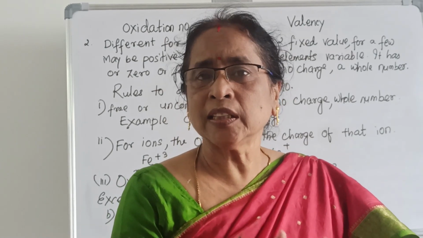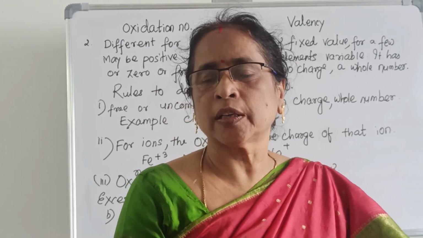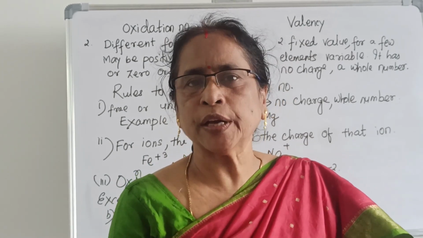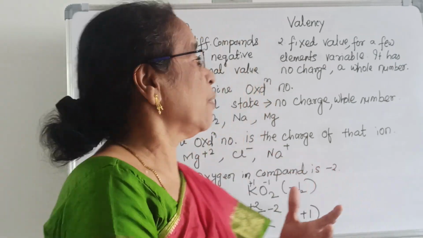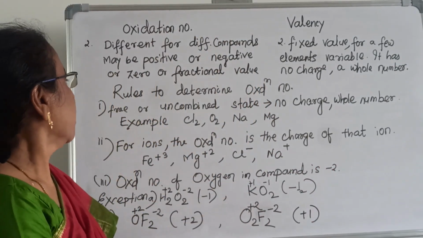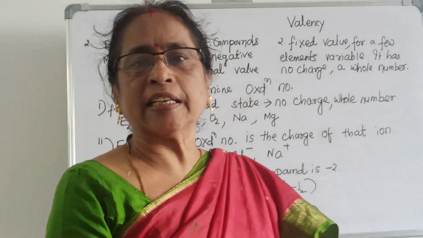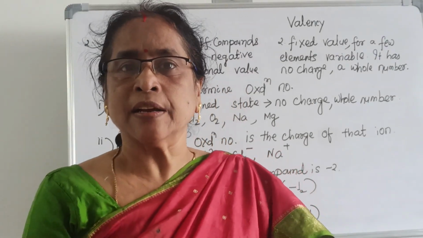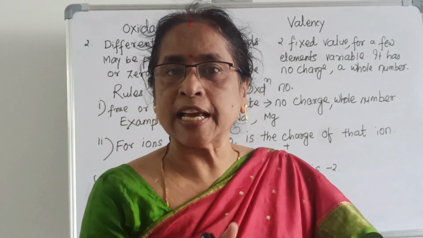But what are the rules? What are the rules for the oxidation number? How can you find the oxidation number, and what are the rules? First point, free or uncombined state. What is free or uncombined state? When no reaction takes place.